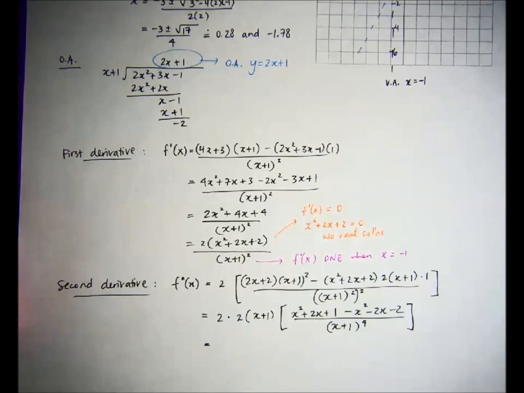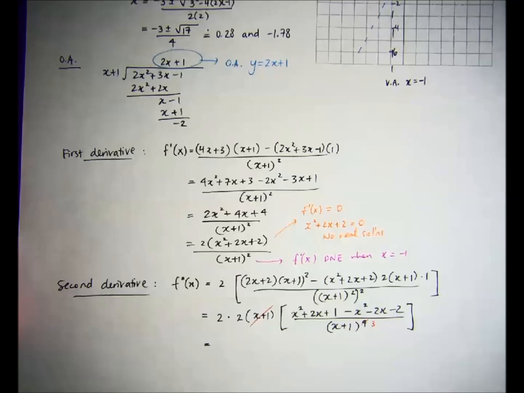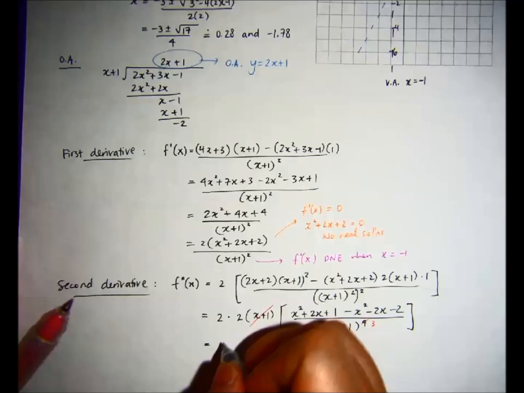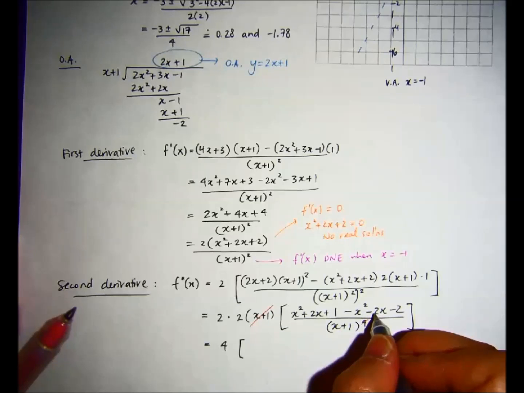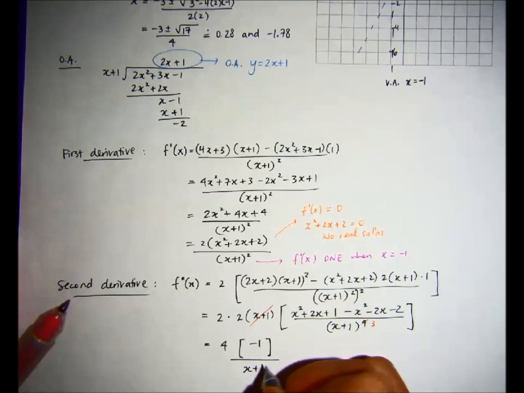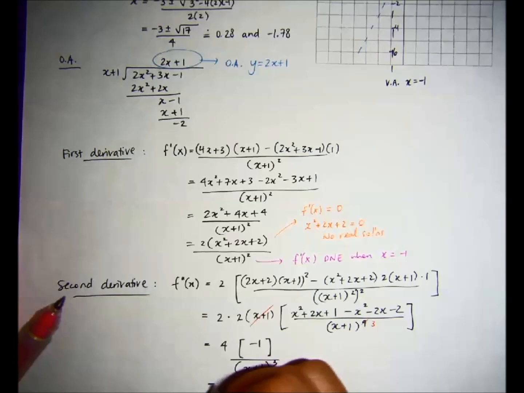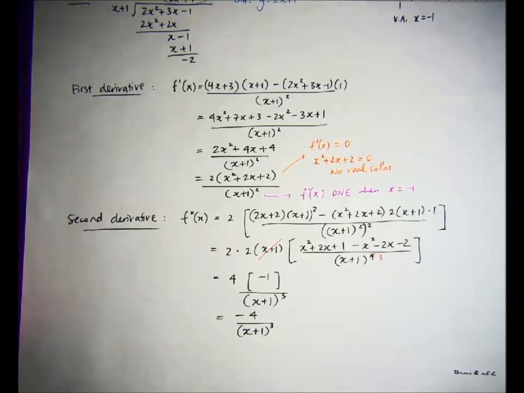So now I can cancel out my x plus 1 with the x plus 1 to the exponent of 4. So I will be left with 4 times x squared minus x squared gone, 2x minus 2x gone, 1 minus 2 is -1, over x plus 1 to the exponent of 3. Sorry, that looks weird. So it's -4 over x plus 1 cubed. That's my second derivative.